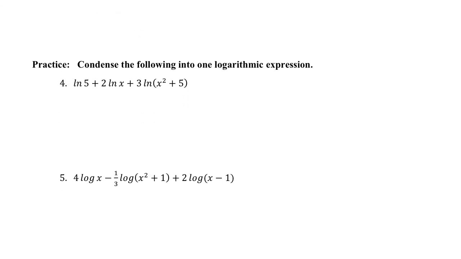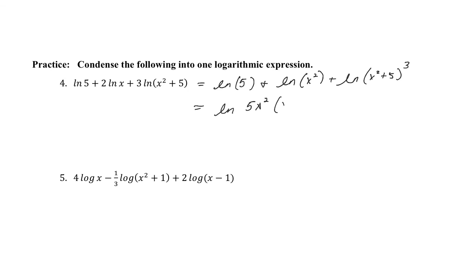Condense into a single expression. You always want to use the power rule first. This is the ln of 5 plus the ln of x squared plus the ln of x squared plus 5 cubed. And then now we're going to use the product rule. They're all positive, so we'll condense into a single expression. The ln of 5x squared times x squared plus 5 cubed. And so be careful here. Make sure you use brackets or parentheses because we want to know we're taking the ln of that entire expression.